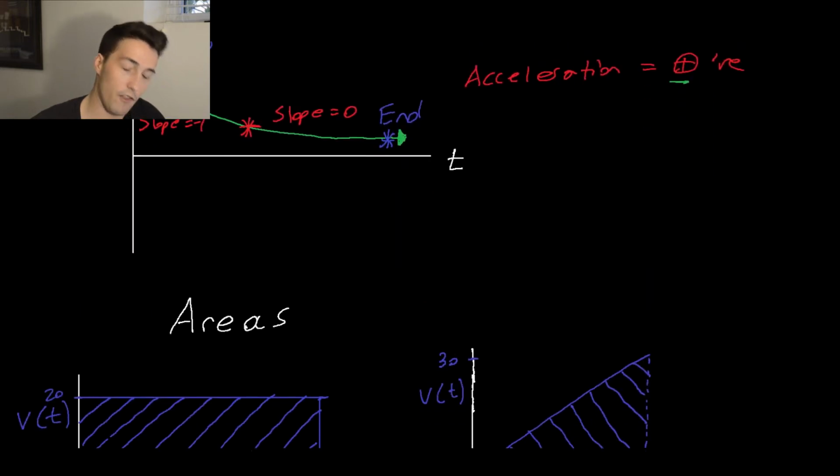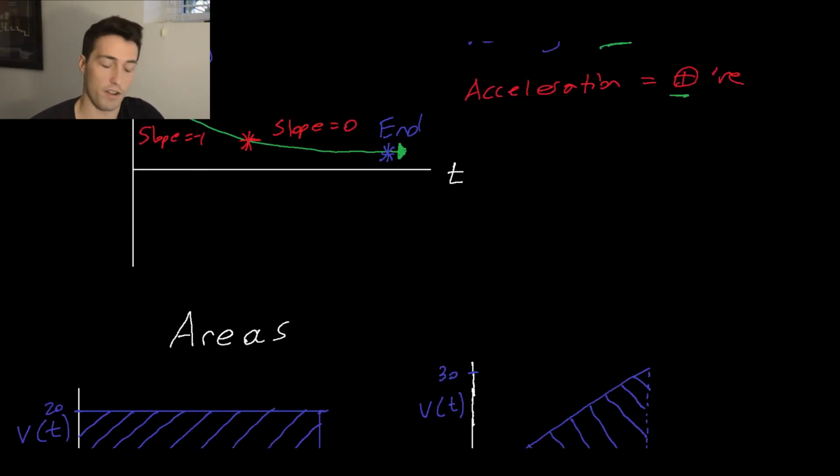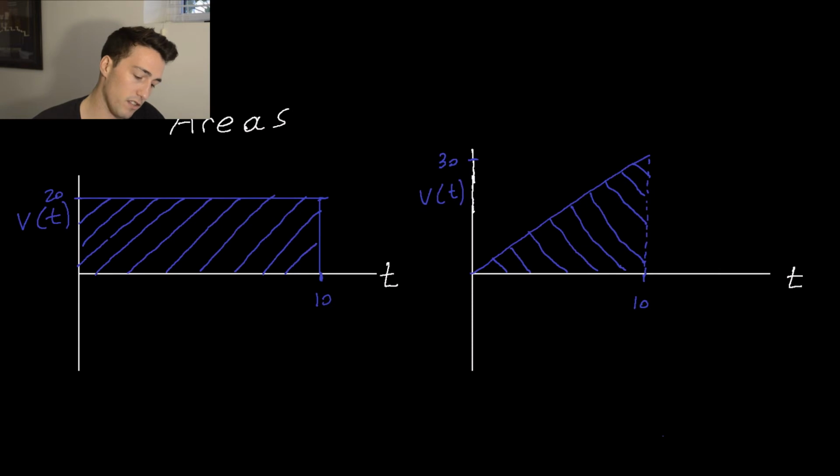Okay, now that we've gone over slopes, I want to take a moment to go over areas. And after we have all this, we're going to have all the tools we need to take on a comprehensive problem and most problems from here on out. So now, what I want to do is find the area. Here we have a velocity time graph. This is time, that's a velocity of 20.